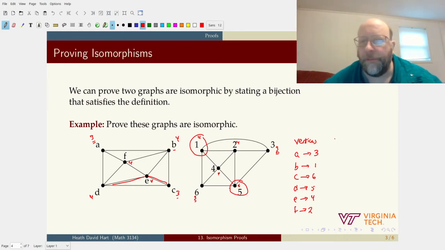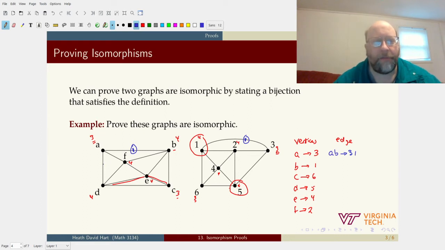If we do this, then every edge in this graph should map automatically using these rules. So I'm going to switch colors, and we're going to go through all of these edges. The first edge is AB, which goes to 3 and 1. So this is AB. And it goes to this edge here that goes from 3 to 1.